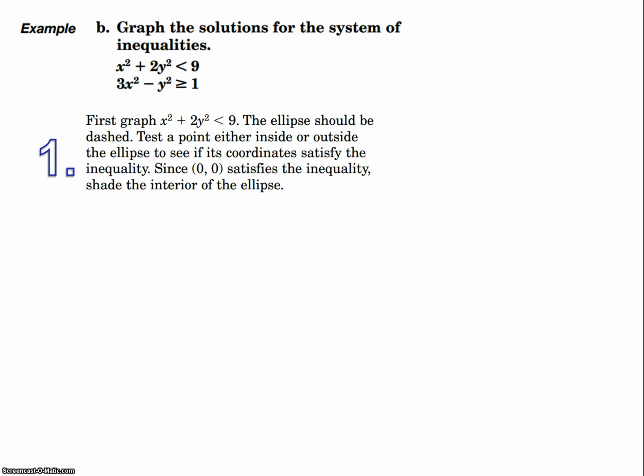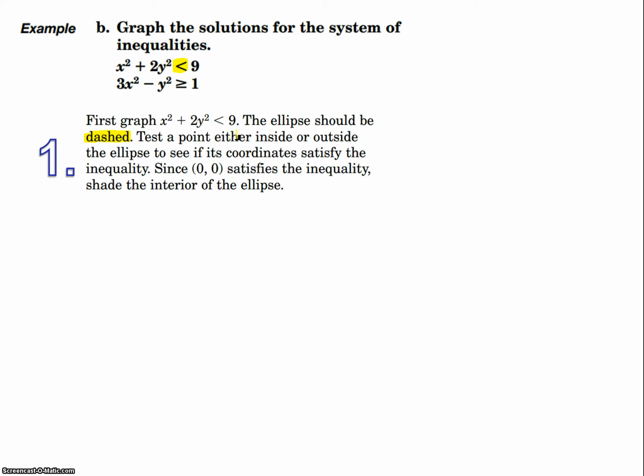This is an ellipse, and we want to note that since this is strictly less than 9, we're going to have an open inequality, and that means that the ellipse is going to be dashed. Okay, the second thing is that since it's less than, we're going to shade inside the ellipse.